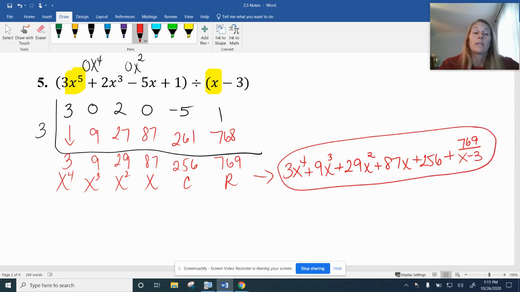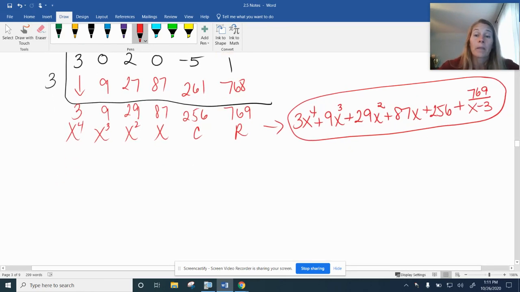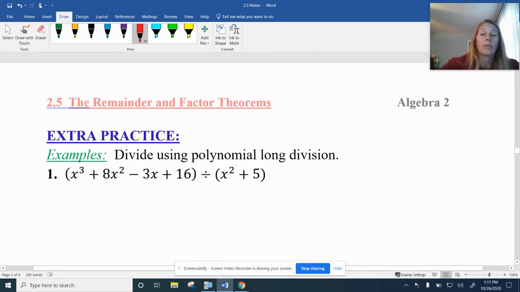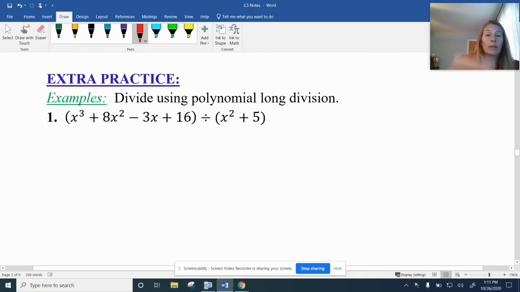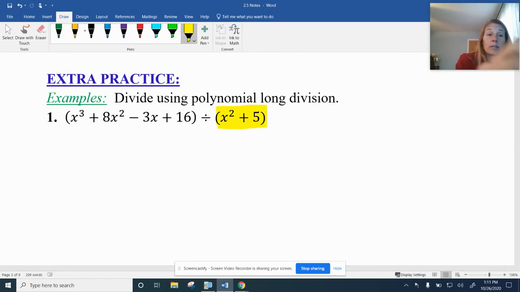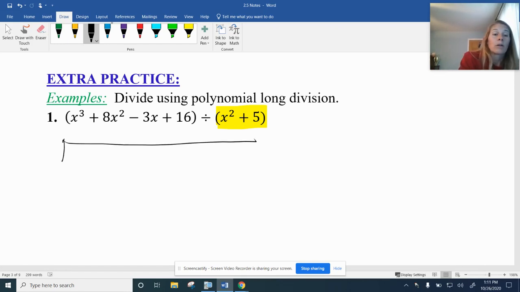Okay, and again, the synthetic division, obviously a little bit quicker and easier to do, however, can only be used for those simple linear factors. So with that in mind, let's review a couple long division problems. Now, even though this is a binomial here, notice my factor is quadratic, so I would have to do long division in this situation. So going back to our long division method here, my x squared plus 5 would go on the outside. And then in the inside, I have my x cubed plus 8x squared minus 3x plus 16.